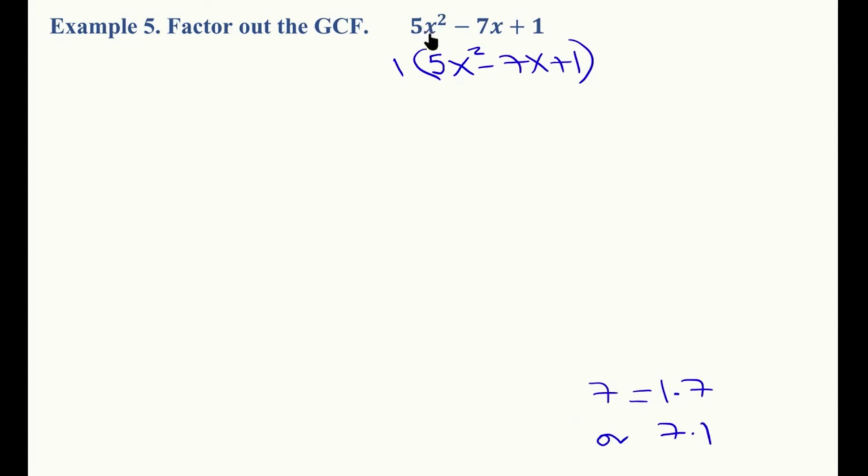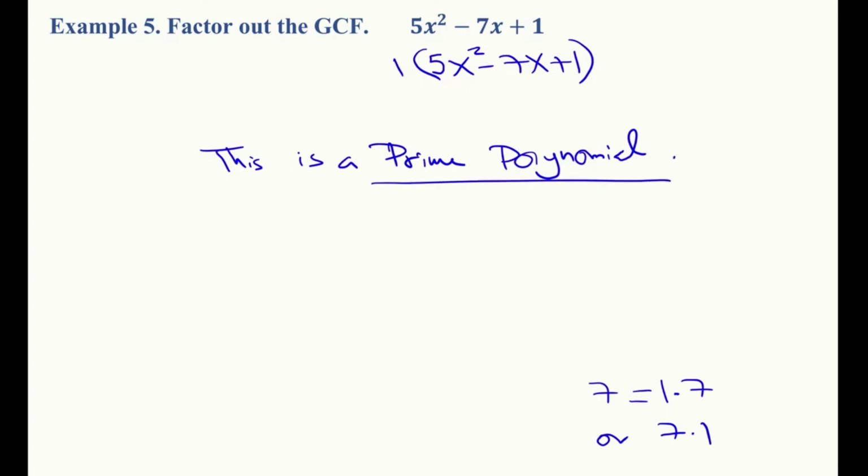Well, the same goes with an expression. When you have an expression or a polynomial whose only factors are 1 and itself, we say it's prime. We say this is a prime polynomial. And again, we usually will not show this factorization. We'll just choose this option. We'll just say this is a prime polynomial.